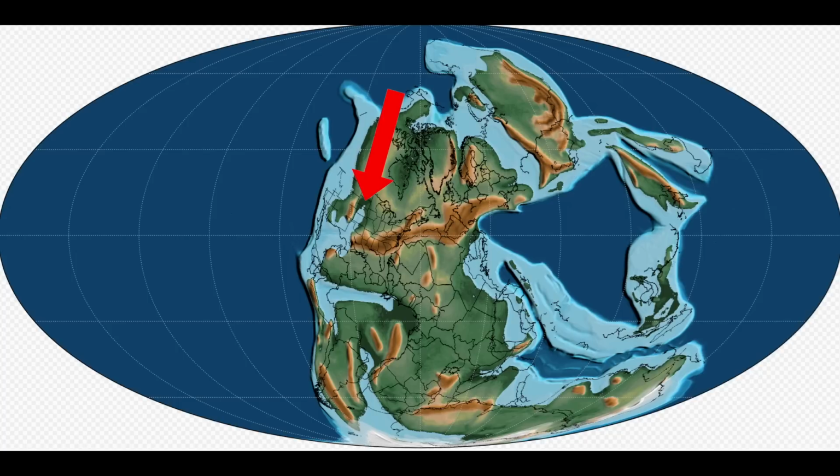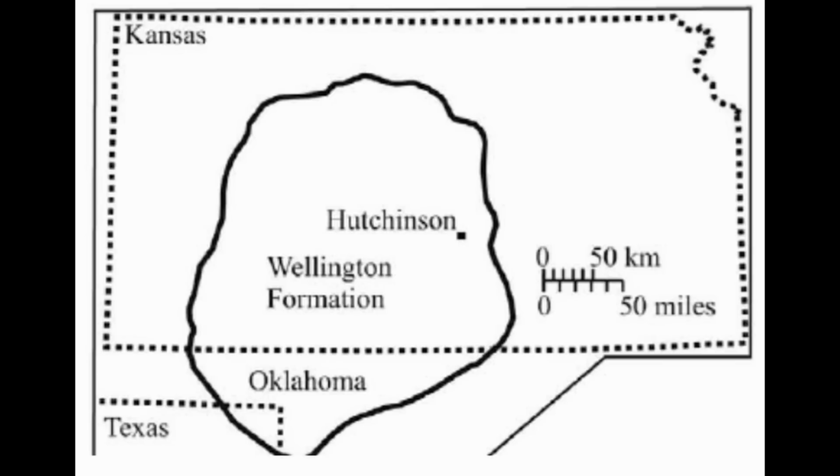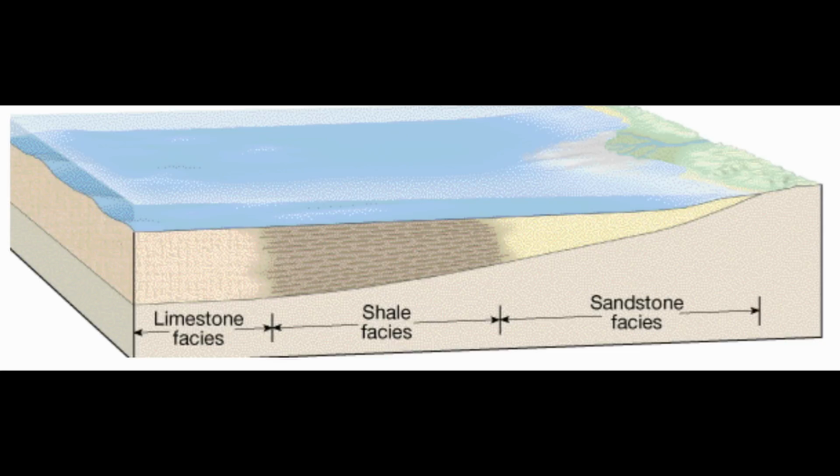So how did these materials form? Well, in the Permian period, around 290 million years ago, about 250 to 290 million years ago, there was a huge inland ocean, and these are ocean deposits. This is the distribution of what's called the Wellington Shale Formation. It covers a wide area of Kansas into Oklahoma and a corner of Texas. So these are shallow ocean deposits.